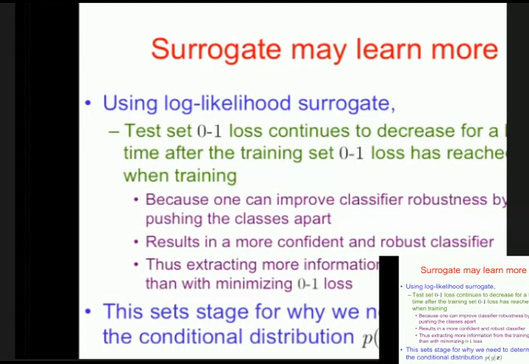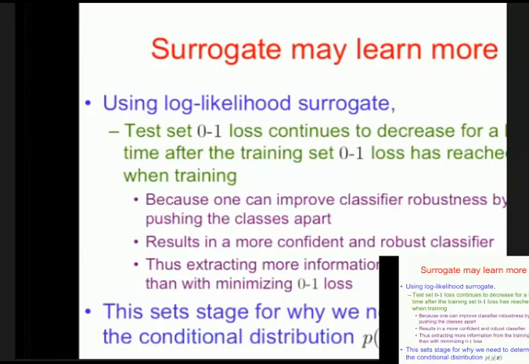Okay, there are a few other things about surrogates. Surrogates may learn more. Using a log likelihood surrogate, look at the test set 0-1 loss. The other case is 0-1 loss: did it get it right or wrong? The test set 0-1 loss continues to decrease for a long time after the training set 0-1 loss has reached 0. So it can do better than simply doing right on the data set, because one can improve classifier robustness by further pushing the classes apart, which results in a more confident and robust classifier, extracting more information from the training data.